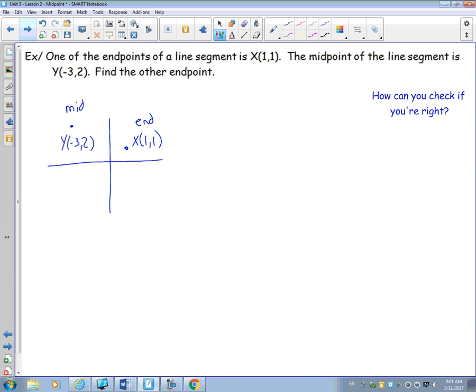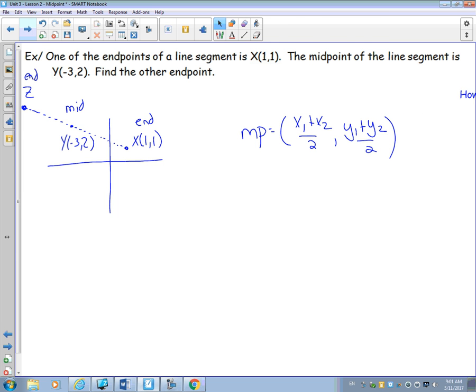Well, if that's the middle, and x is the endpoint, then the line must be going this way, and z must be over here somewhere. So how could I find z, the other end? So there's two ways you can go about doing this. Method number one is let's use that formula. Our formula, our midpoint, equals x1 plus x2 over 2 and y1 plus y2 over 2.